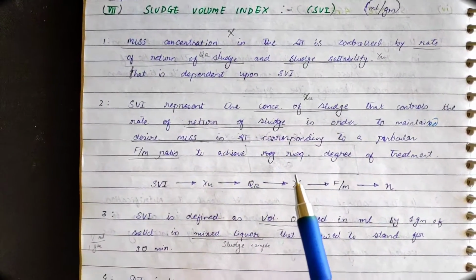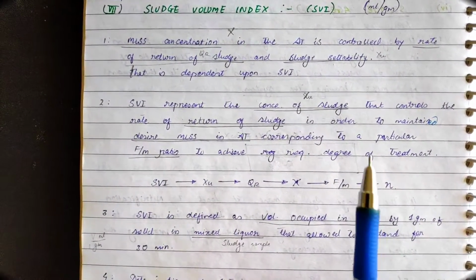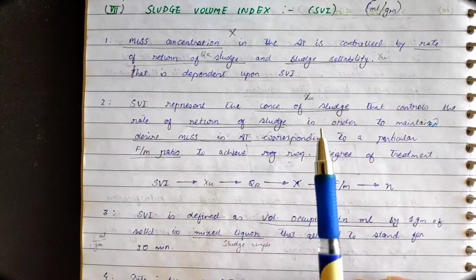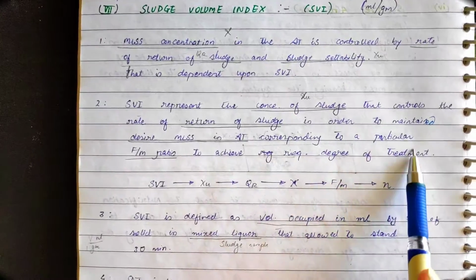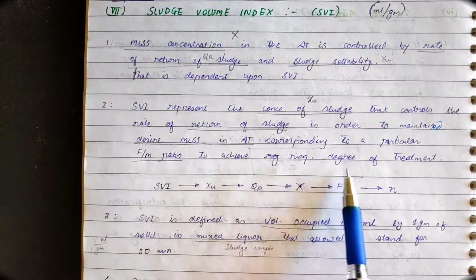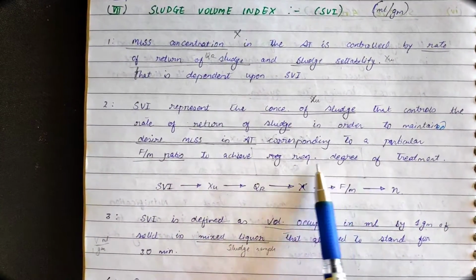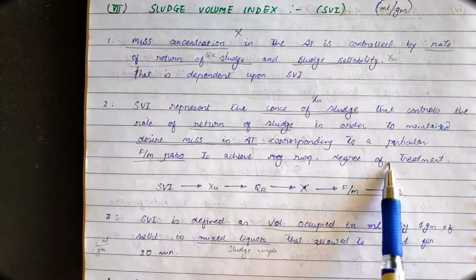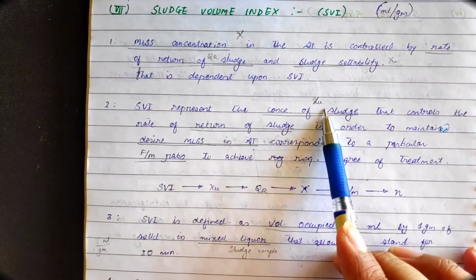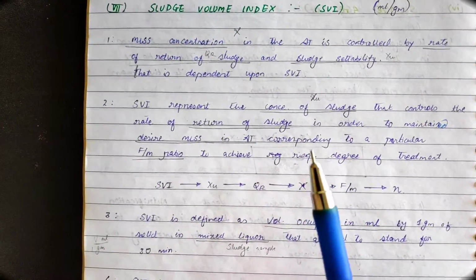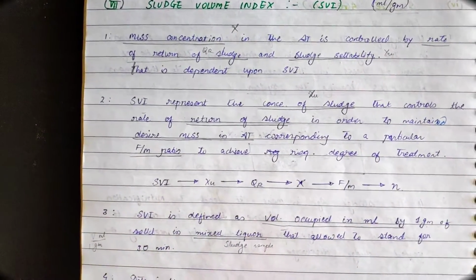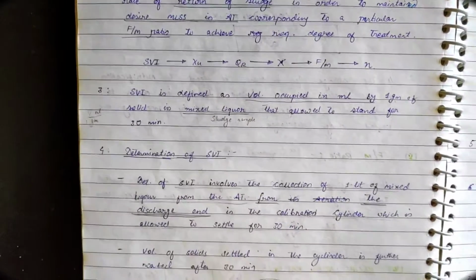So we require the concentration of MLSS in the aeration tank to be as desired. Why? To get the maximum efficiency corresponding to the particular F/M ratio, to achieve the required degree of treatment. To give the exact degree of treatment, we require the concentration of return sludge in the aeration tank to be maintained. That's why we are calculating this SVI.